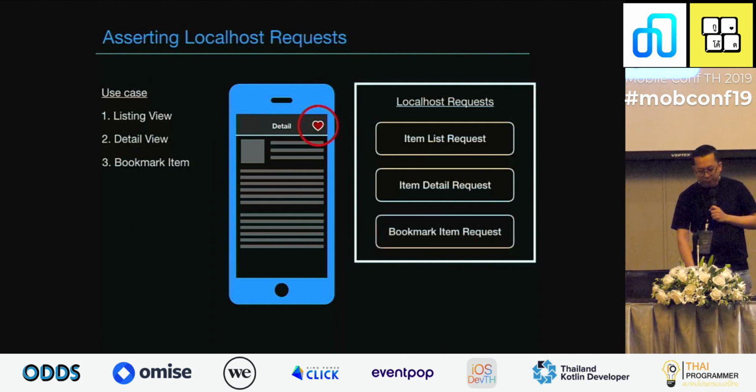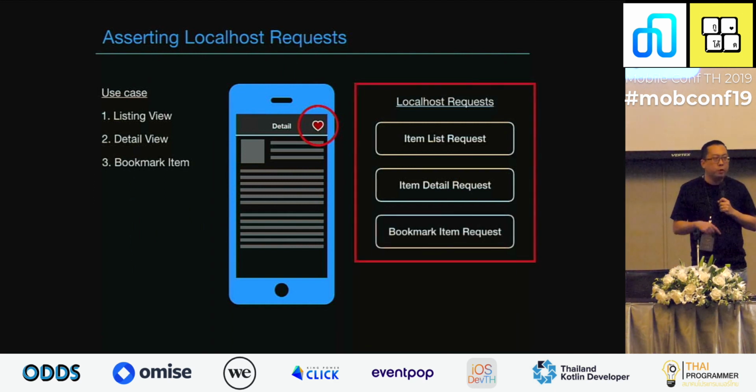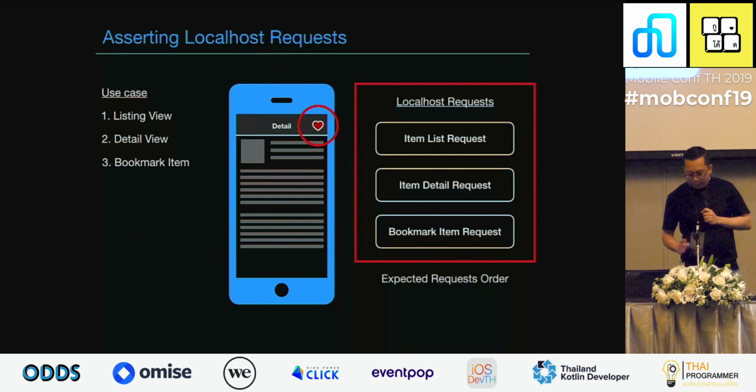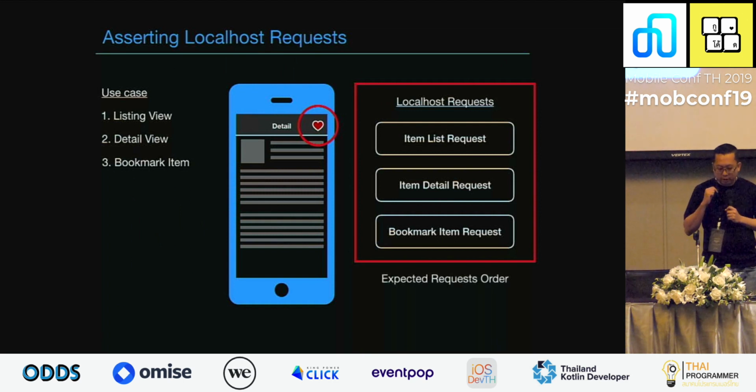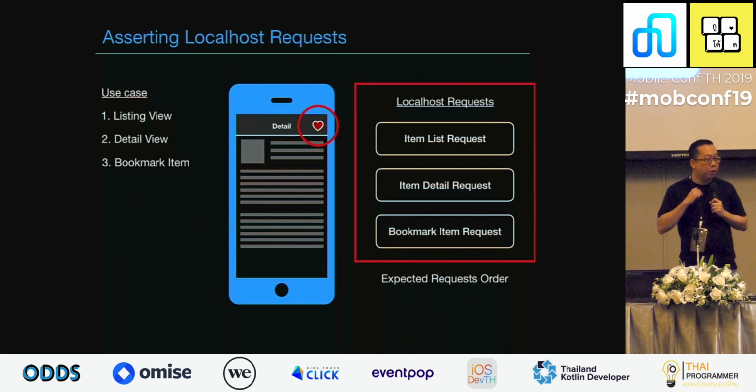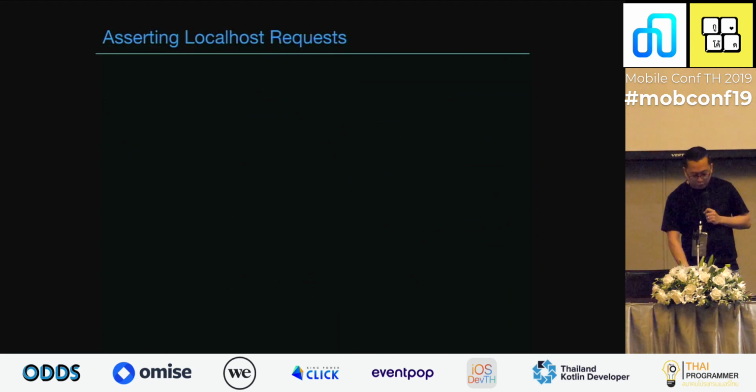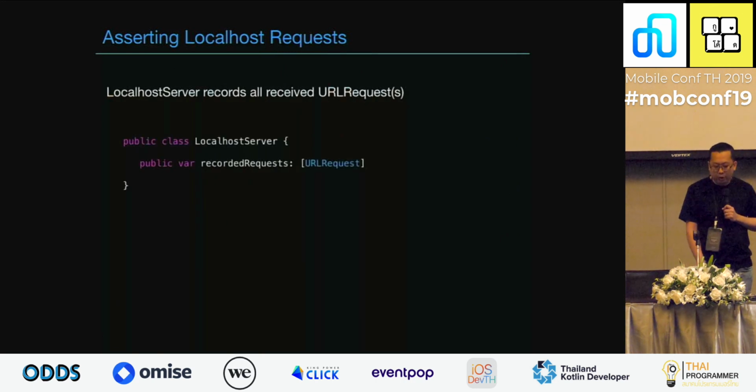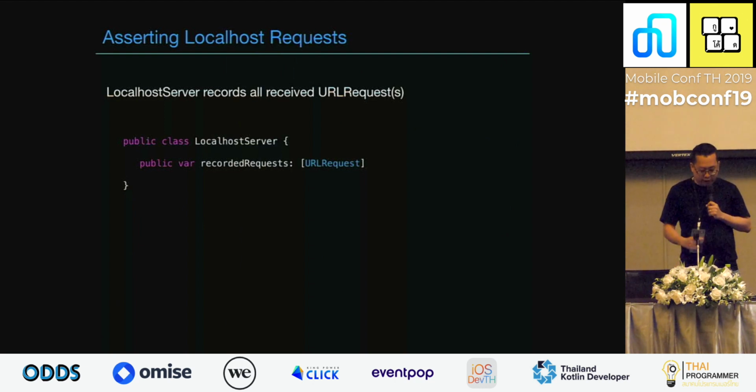So in this use case, we expect 3 requests to be fired from the app and to be received by the localhost server. And we can use Swift localhost library to write tests to make sure that these requests are being fired in this particular order, no more, no less. So this is a snippet of the localhost server definition. It has a public variable recorded request that records the URL request that's been fired from the app. In our test, we will inspect this variable to set up our assertion statements.